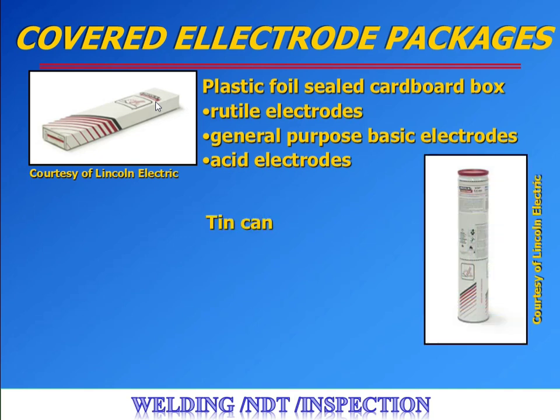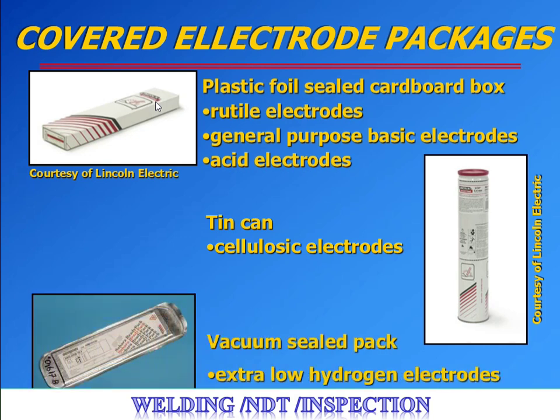And now you see the tin can. Which electrode is there? The cellulosic electrode. The tin can is often used for cellulosic electrodes. And the vacuum seal pack is the extra low hydrogen electrode. So the vacuum seal pack, coming like E7018 electrode, is an extra low hydrogen electrode.